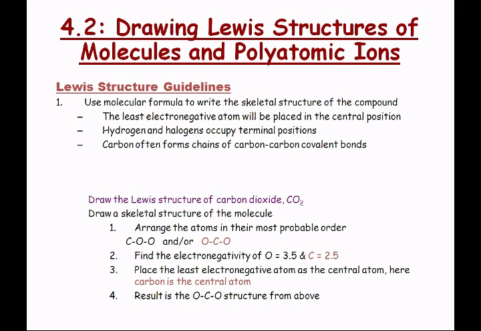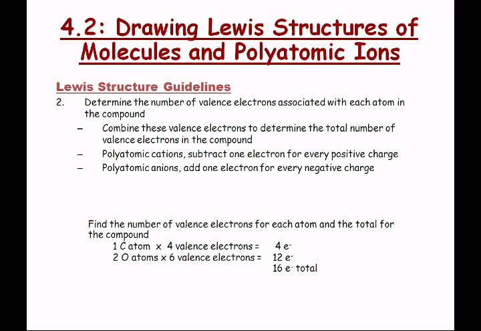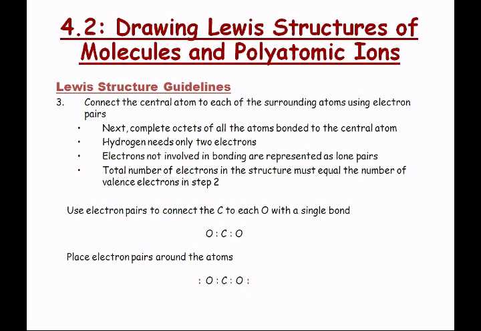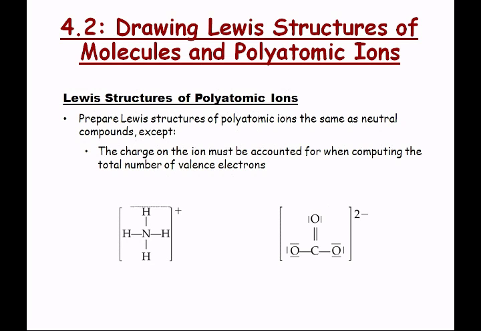So you can draw the skeletal structure. That's just drawing an O, then a line, then a C, then a line, then an O. Because you know they all have to be bonded together, so they have to be sharing at least two electrons. Find the electronegativity here, put that one in the middle. Okay. Determine the number of valence electrons. What I want you to do is go through this on your own. I don't want to keep doing it.